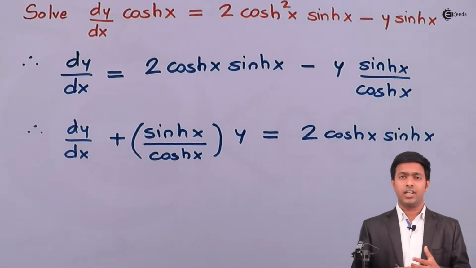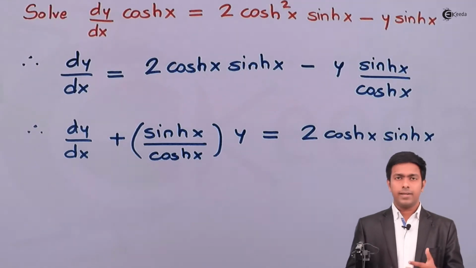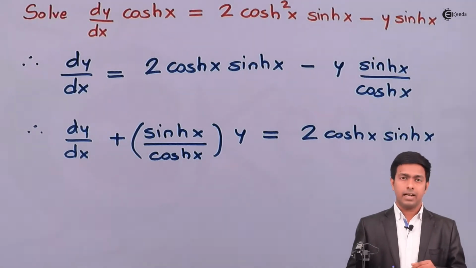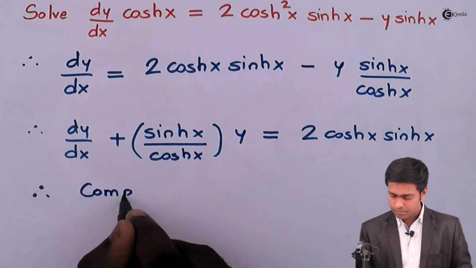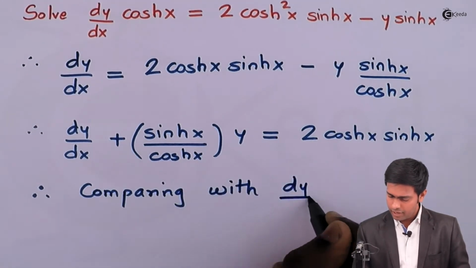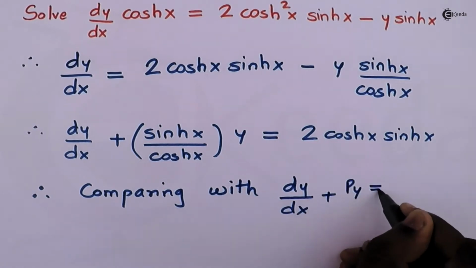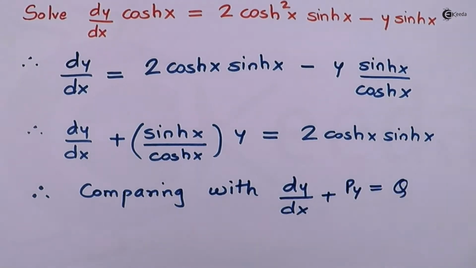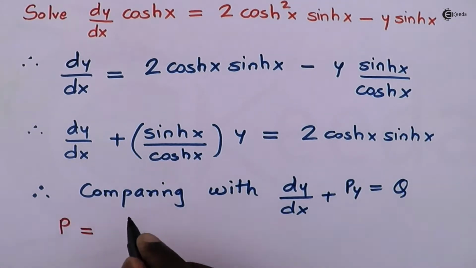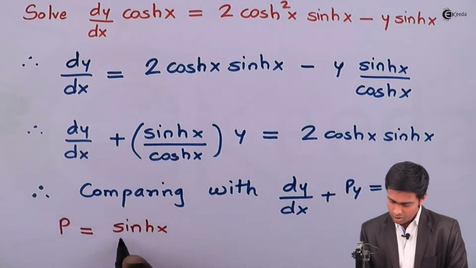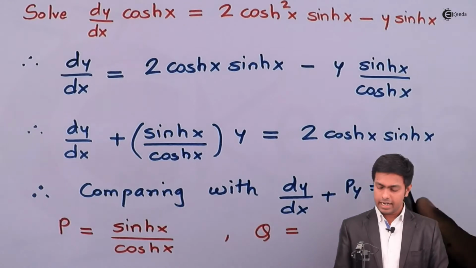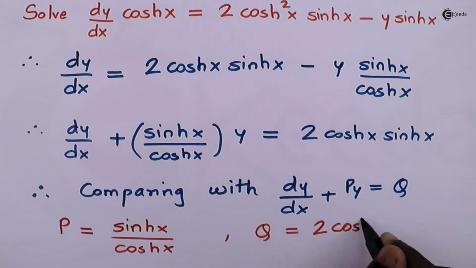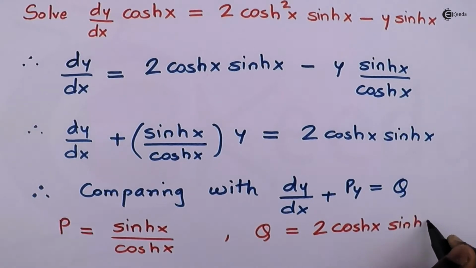So to solve the linear differential equation, first of all we need to find out the integrating factor for that. So therefore, comparing with dy by dx plus py equal to q, we will get the value of p equal to hyperbolic sin x upon hyperbolic cos x, and the value of q is the right hand side, that is 2 times hyperbolic cos x into hyperbolic sin x.